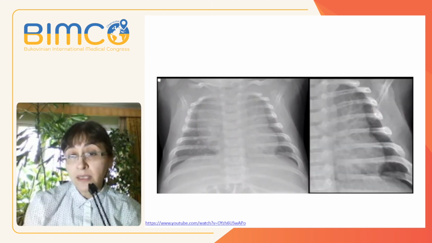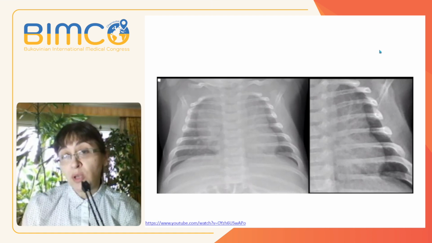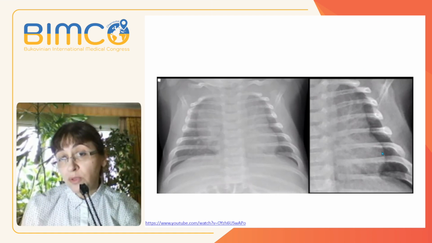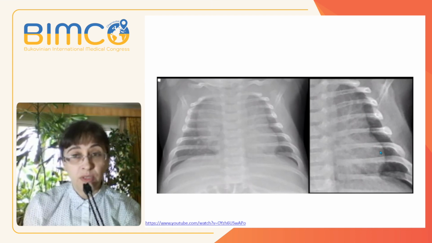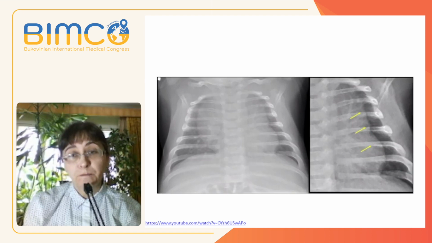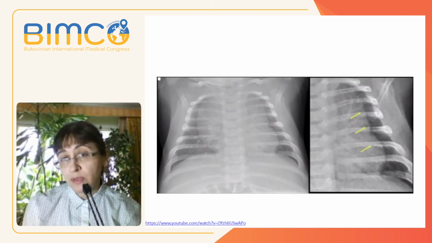Another sign which you may observe in a closer view is the scalloped sign, which is caused by crossing of the anterior parts of the ribs with the fatty tissue of the thymus, and it also tells us that it is truly thymus, not any other mass. It is shown with arrows here.